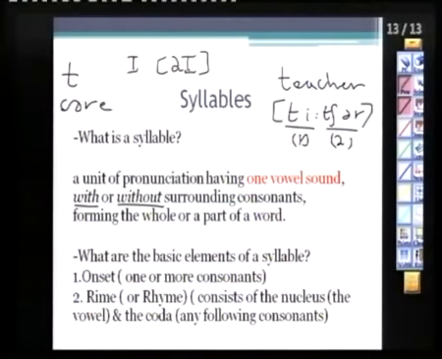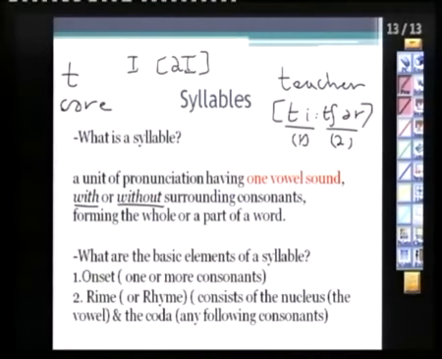So I could have, let's say, 1 consonant and 1 vowel. This is a syllable. I could have 3 consonants and 1 vowel, a syllable. I could have 1 vowel, it's a syllable. 1 consonant, no, that's not a syllable. Okay? You see why the vowel is very important?